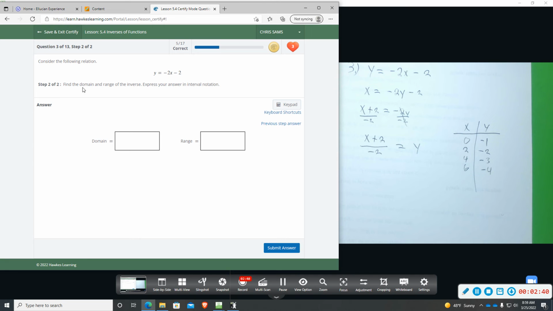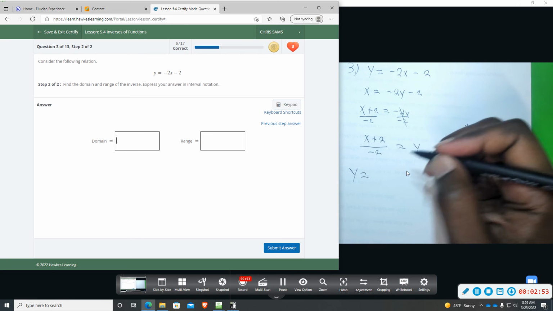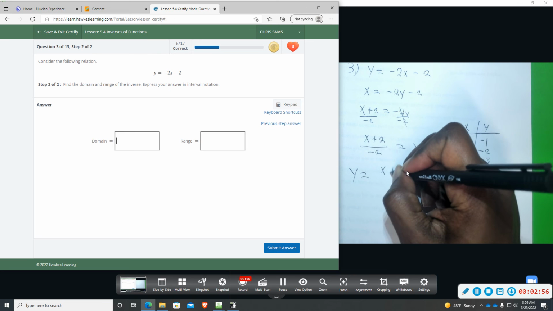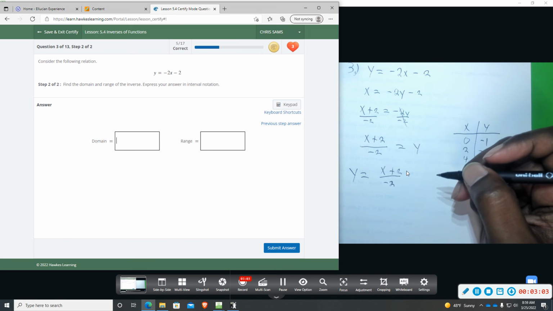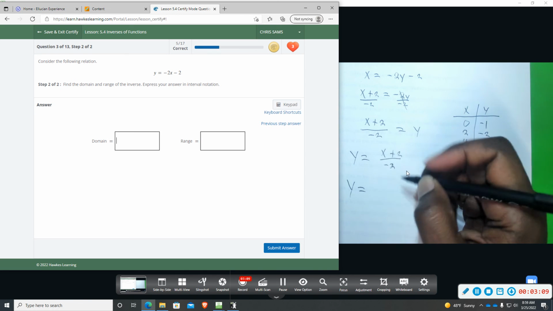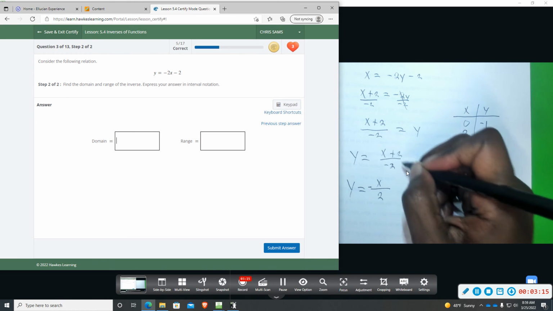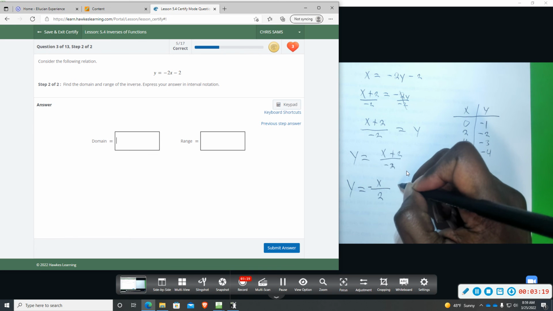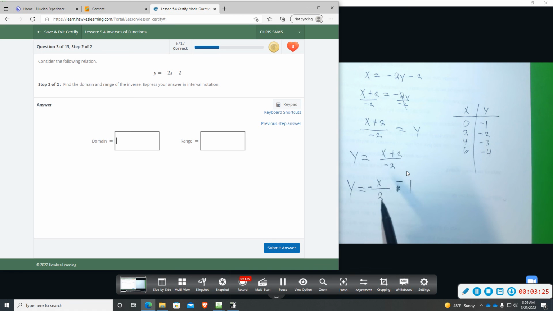Now again, we want to find the domain and the range of the inverse. So what you will notice, let me rewrite this in a different format. So we have y equals x plus 2 over negative 2. Now you should notice this is a linear equation. I'm going to clean it up again one more step. Both of these numbers are being divided by negative 2, so I'm going to separate them. Y equals x over 2, and it is negative. And then 2 divided by negative 2 gives us a negative 1. So this is just a linear equation.